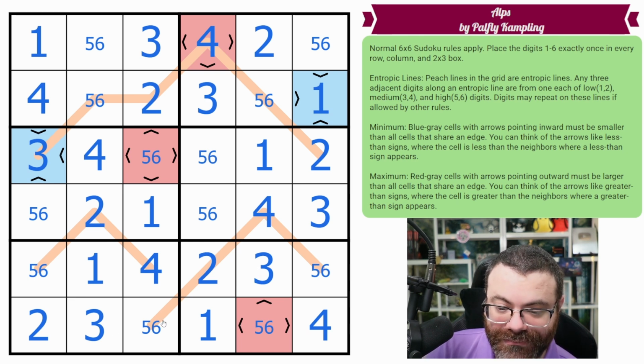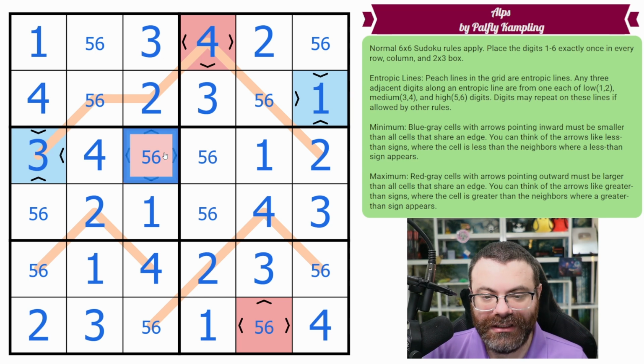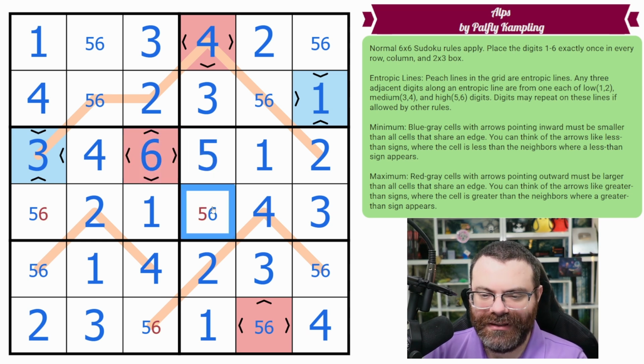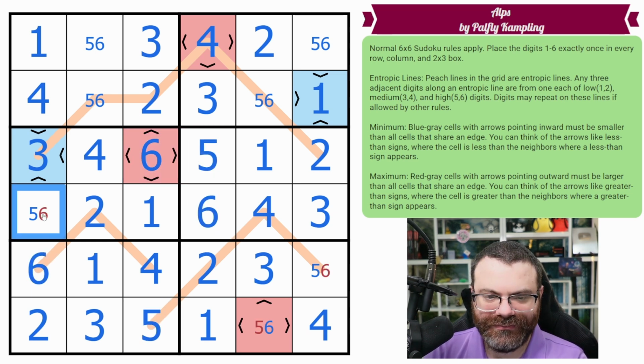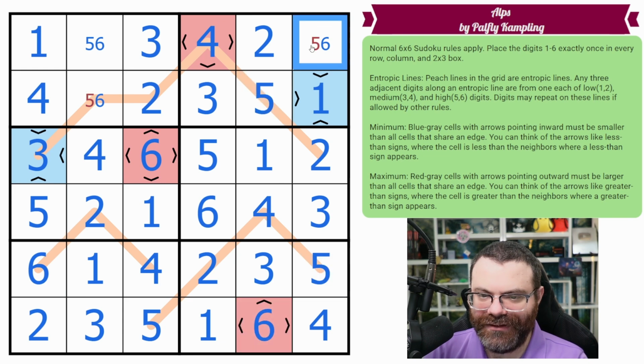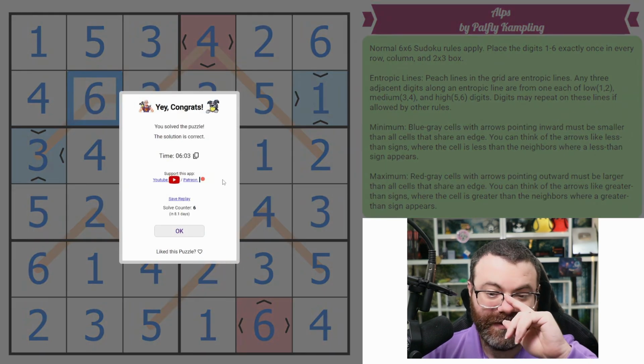I'm sure we've got something. Oh, it's this here. Yep, this resolves it. So this has to be bigger than this one. So this is the 6, and then it just all resolves. 6, 5, 6, 5, 6, 5, 6. There we go. Very cool.